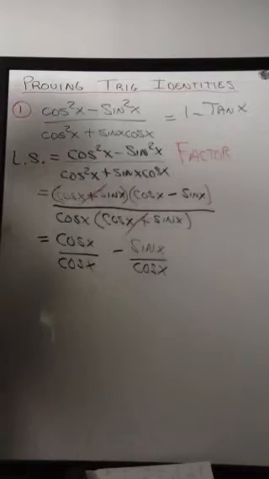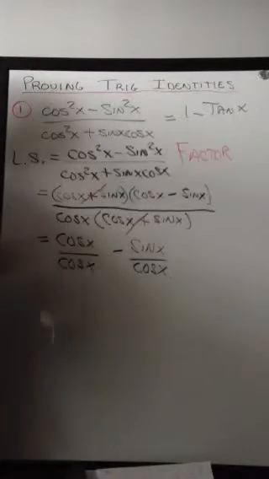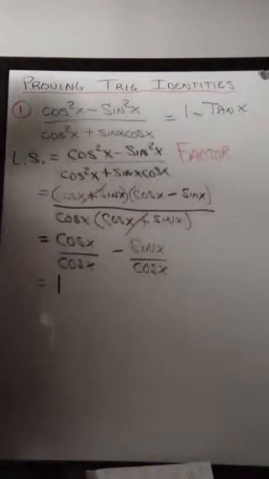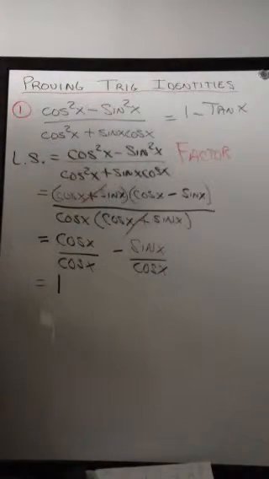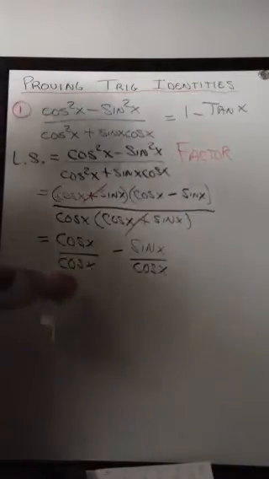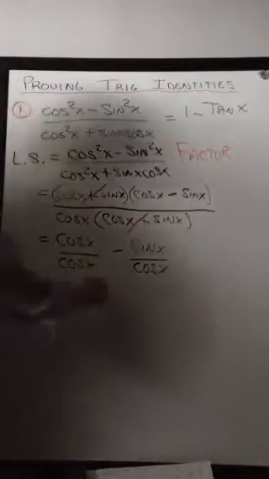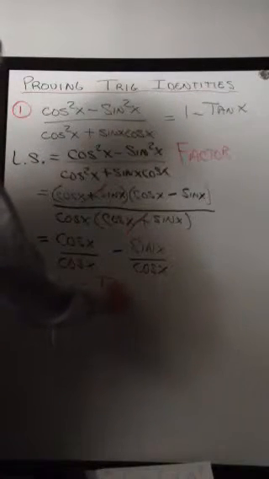I eventually want to get to 1 minus tan x. Well, we learned early on in math that anything divided by itself is 1, so it doesn't matter what it is. Okay, you have two trig functions, and they're exactly the same. One divided by the other is 1. Sine x over cos x, this is equivalent to tan x.